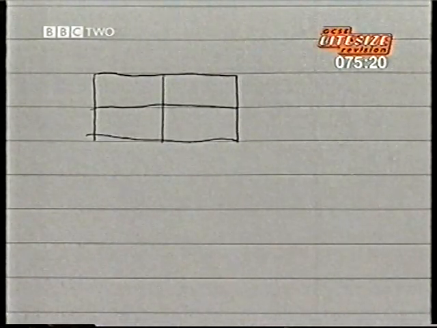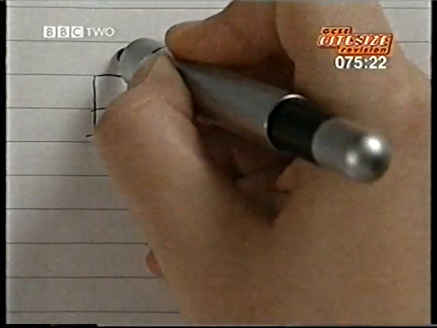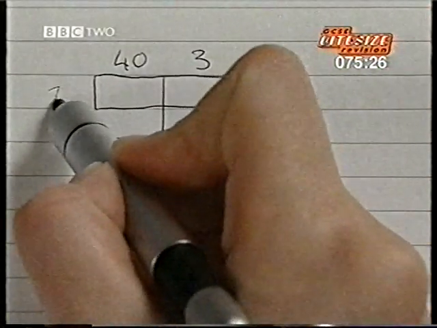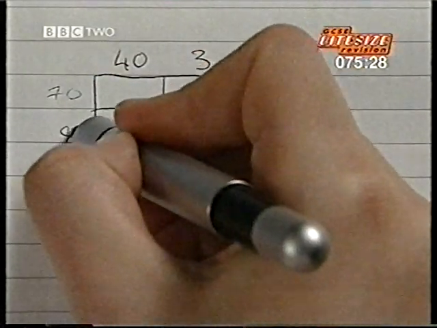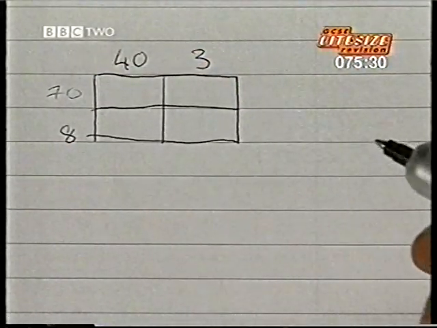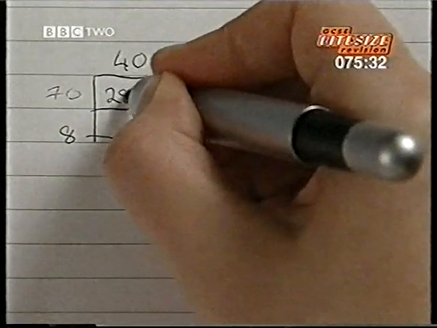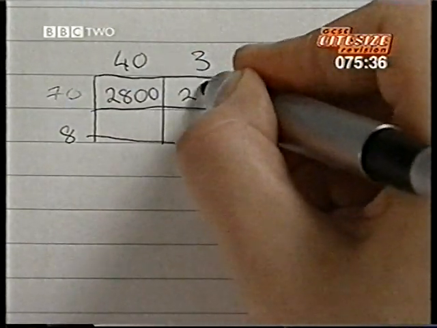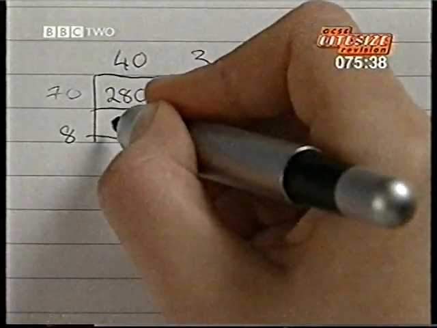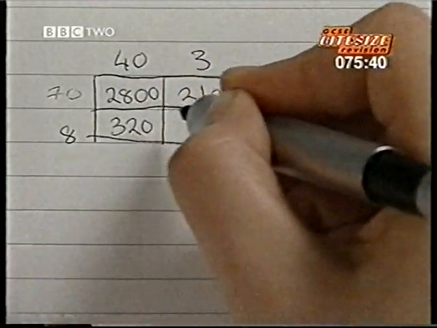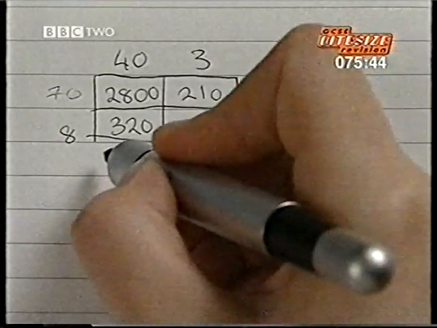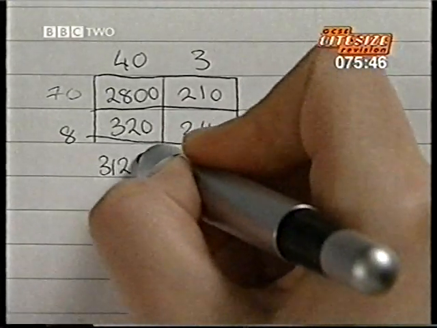A second method is to use a grid to set out the 43 as 40 and 3, and the 78 as 70 and 8, and then multiply the four parts separately. 70 times 40 is 2,800. 70 times 3 is 210. 8 times 40 is 320, and 8 times 3 is 24. Then you add up all the subtotals to get the answer.